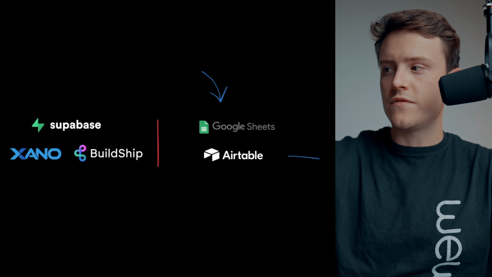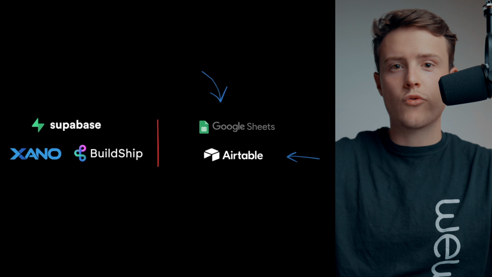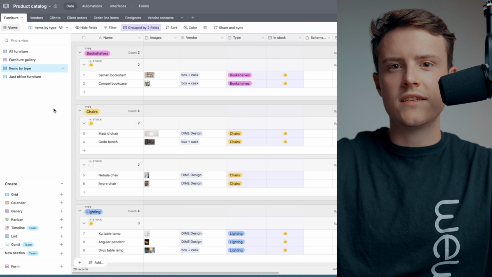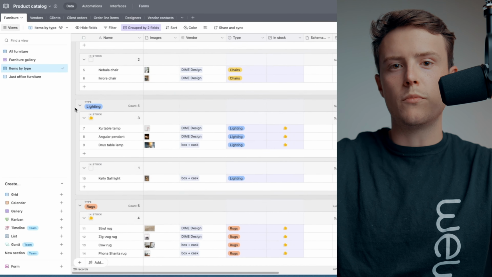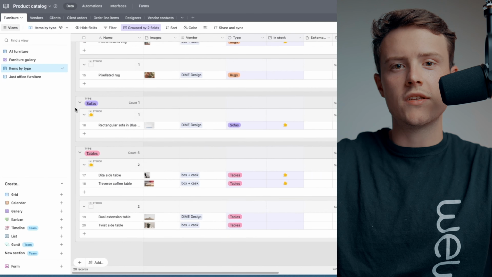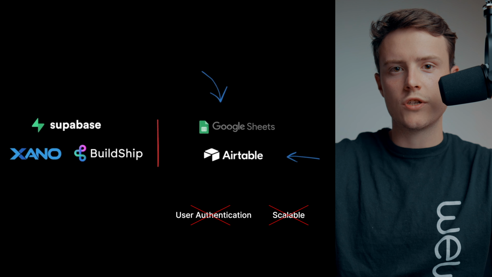There are certain hacky workarounds you can do to restrict who can access what data if you were using something like Google Sheets, but they're just that, they're hacky workarounds. And the same goes for something like Airtable. It's great at what it does. It's a fantastic data visualization tool, but it's not built to be a production-ready backend for the same reasons that we outlined for Google Sheets.